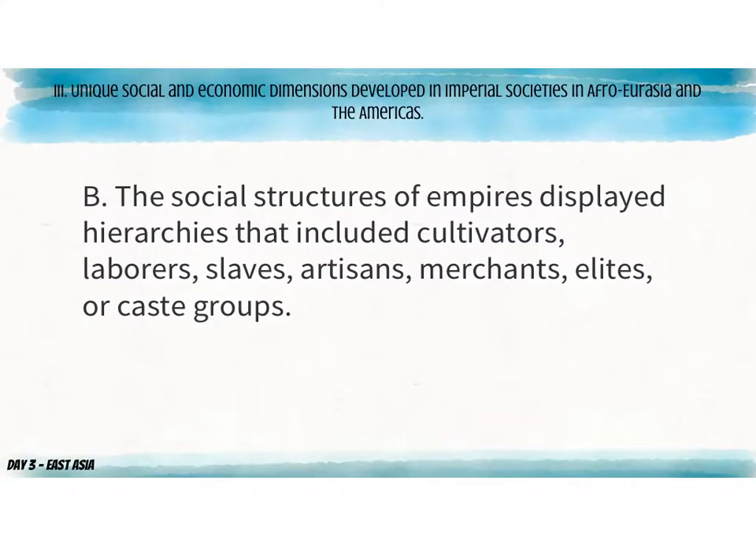Okay, so this particular key concept is about social hierarchies or social structures, and this is a general one for all empires, saying that they displayed hierarchies that included cultivators, farmers, laborers, slaves, artisans, merchants, elites, or caste groups.